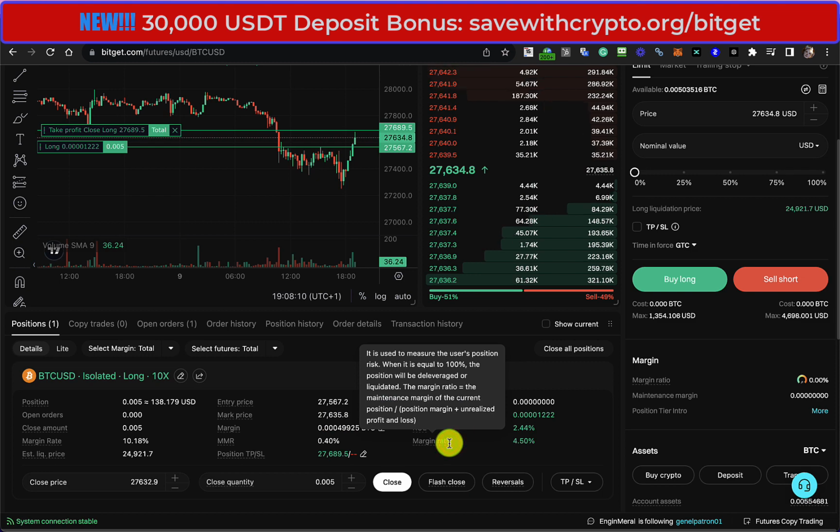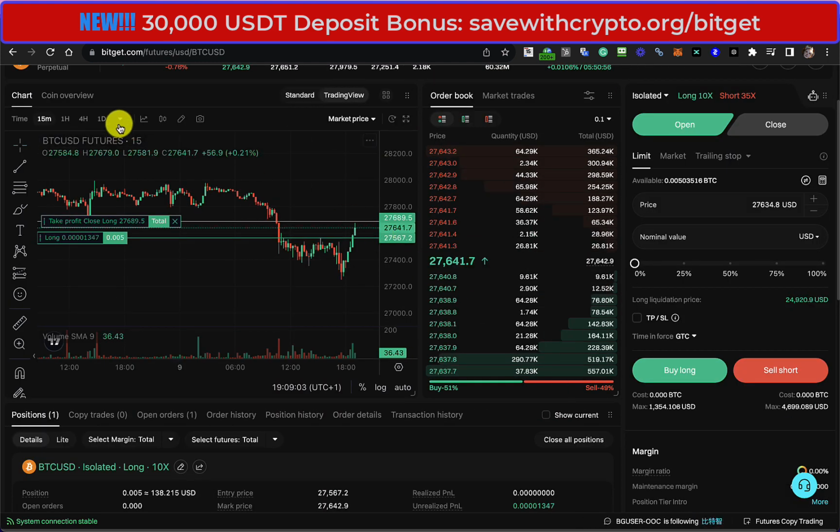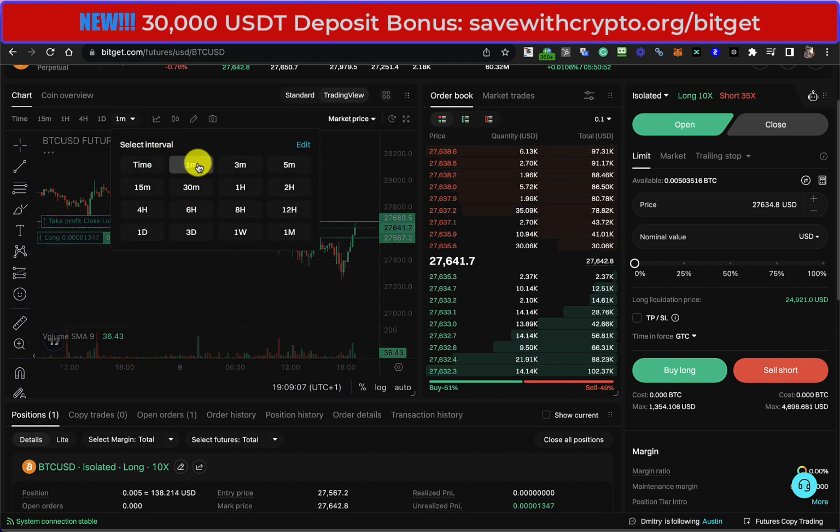But the position size is obviously really small. It's only $138, even with the leverage. So, it's not going to be very much. I'll tell you what I'll do. I'll just change that to the 1 minute time frame. So we've got something to look at.